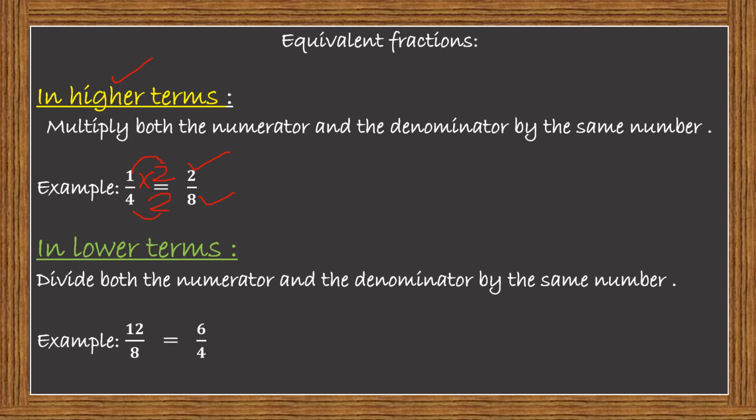For example, if I am taking a fraction 12 upon 8, I will divide this 12 by 2 and I will divide this 8 by 2. So it is 2 6s are 12 and 2 4s are 8. So I must say 6 upon 4 is a fraction in lower terms for the fraction 12 upon 8.